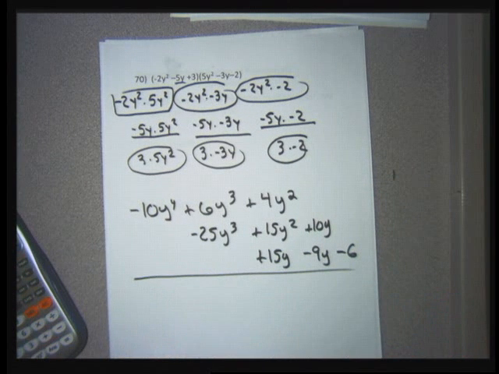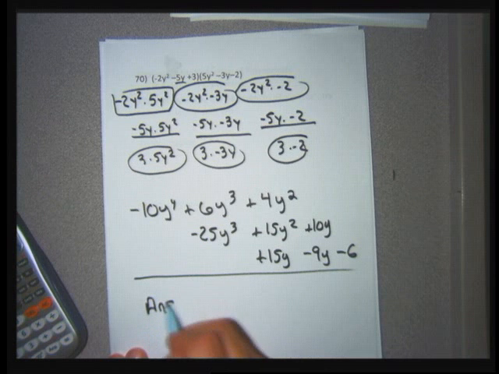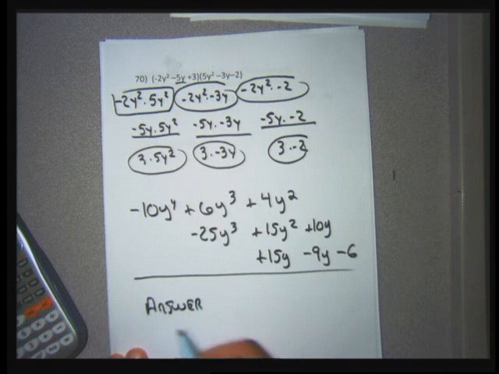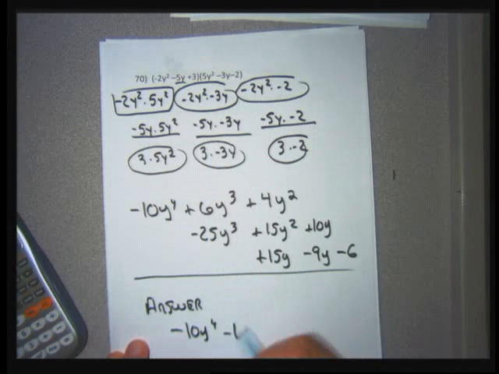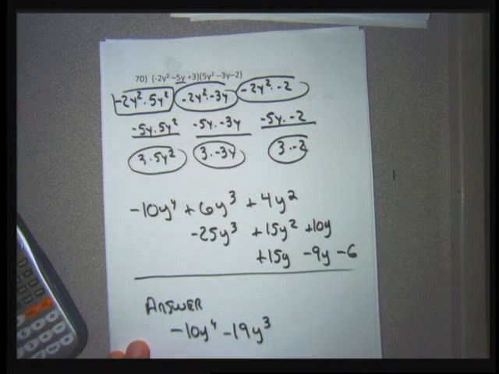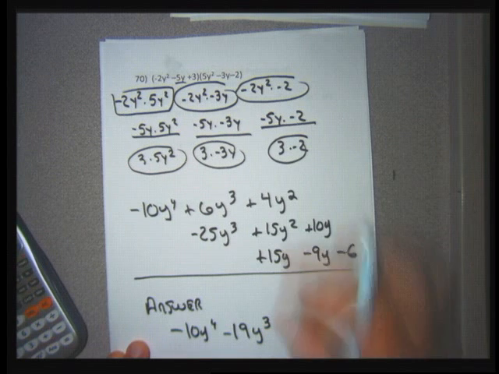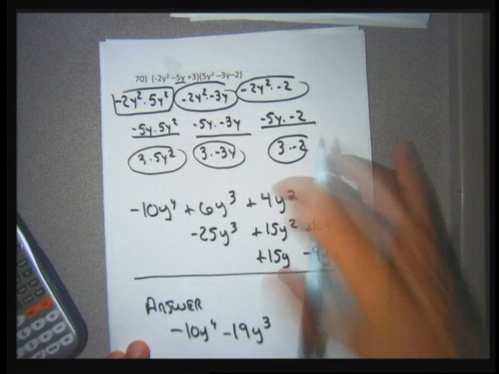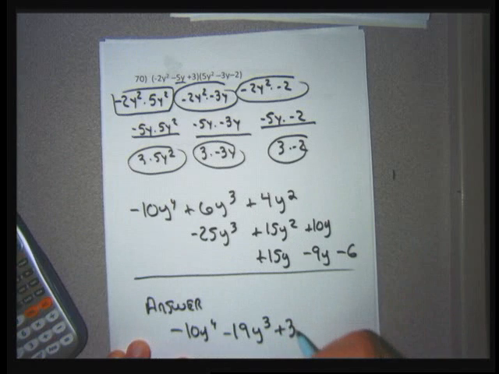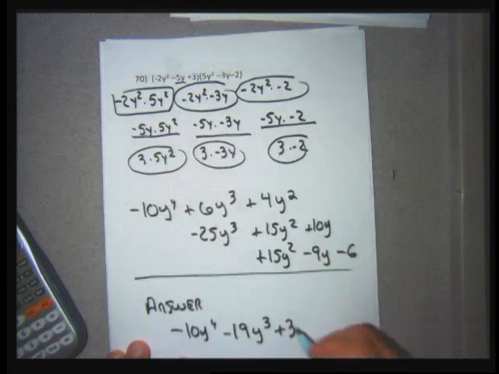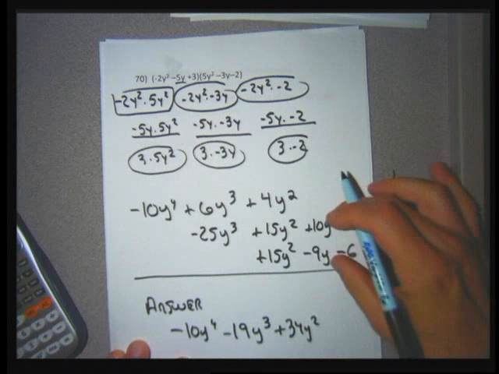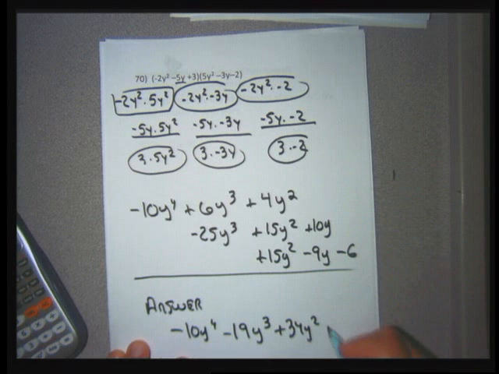Combine all the like terms. Bring down the negative 10y to the fourth. 6 minus 25 gives me negative 19. When you're adding or subtracting, the exponents on the letter don't change. Next, 4 plus 15 is plus 19. Forgot to write the y squared there, I think. Yeah. And then 10 minus 9 is 1y. I'm just going to write the y without the 1. And the minus 6. You could have a 1 in front of that y.